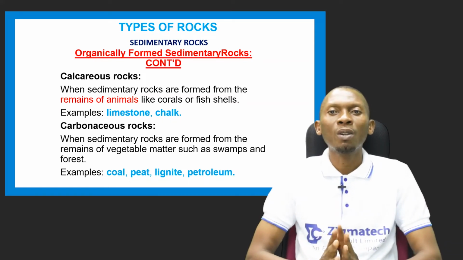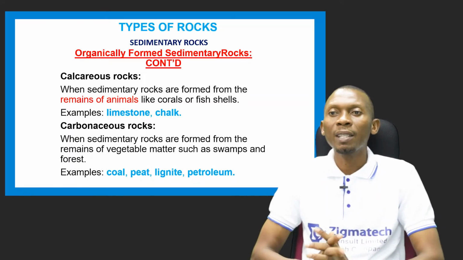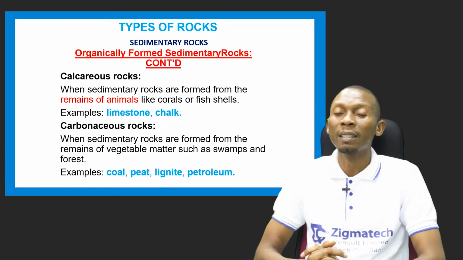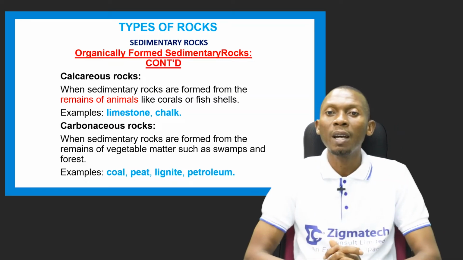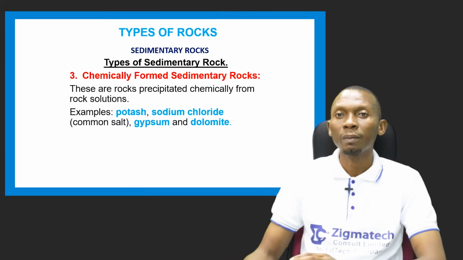We also have what is called carbonaceous rocks or carbonaceous sedimentary rocks. Now, these are rocks formed from the remains of vegetable matter such as swamps and forests, and examples of such carbonaceous rocks include coal, peat, lignite, and petroleum.